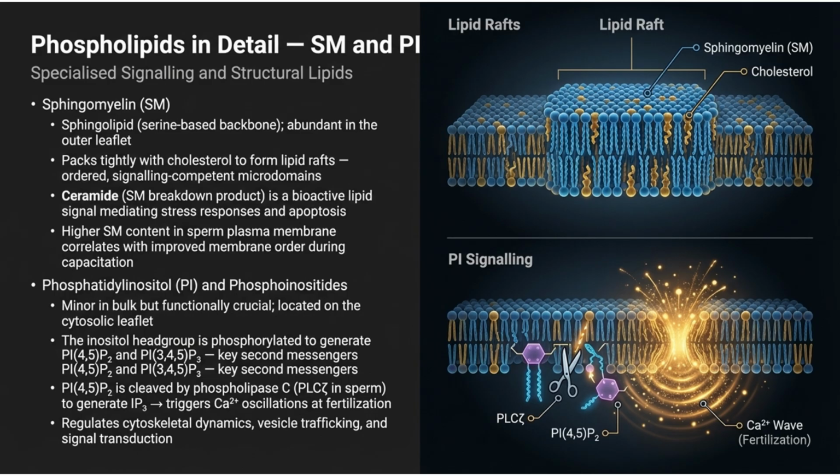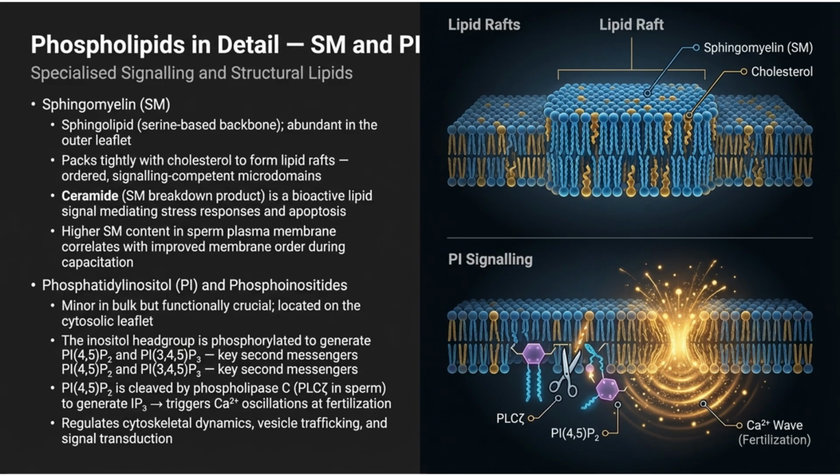Sphingomyelin also has a metabolic life beyond its structural role. When the membrane is subjected to certain stress signals, sphingomyelin is cleaved by an enzyme called sphingomyelinase to generate ceramide. Ceramide is a bioactive lipid that drives stress responses and contributes to apoptotic signaling. So the same molecule that contributes to structural order in a healthy sperm cell can, when cleaved, initiate cell death, a remarkable duality.